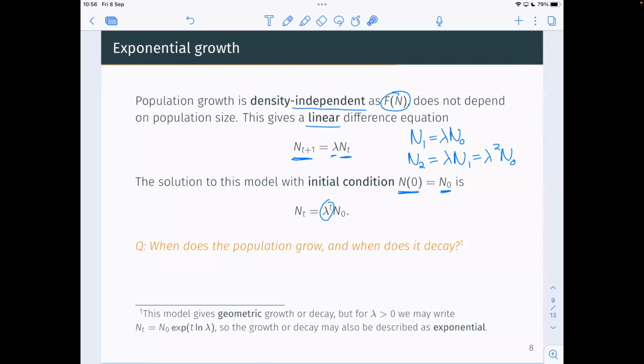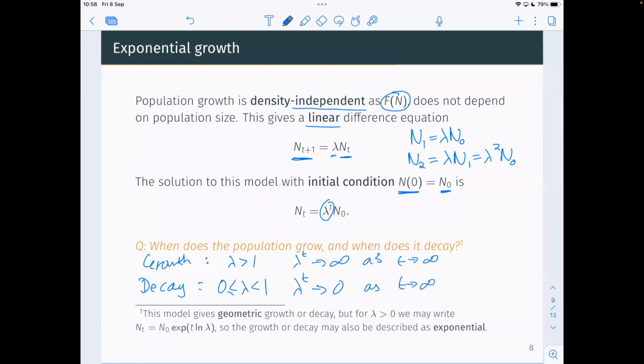Hopefully it makes sense. So just to clarify here, for growth, we need lambda greater than 1. And for decay, we need lambda to be less than 1. Lambda still has to be non-negative though. So in this top case, lambda^t tends to infinity as t tends towards infinity. And here we have lambda^t tends towards 0 as t tends towards infinity.